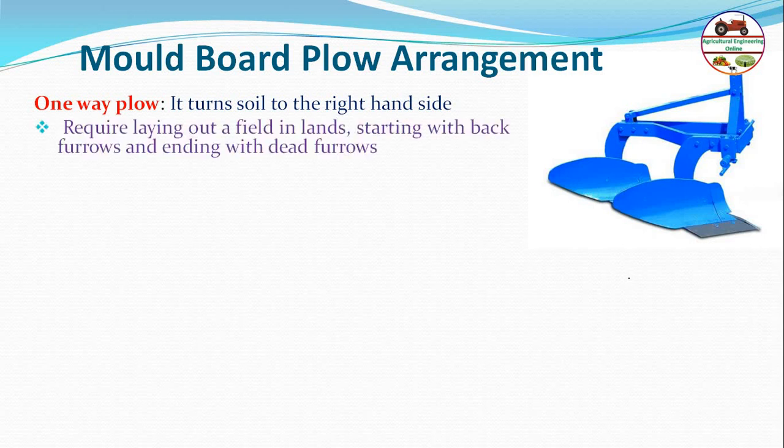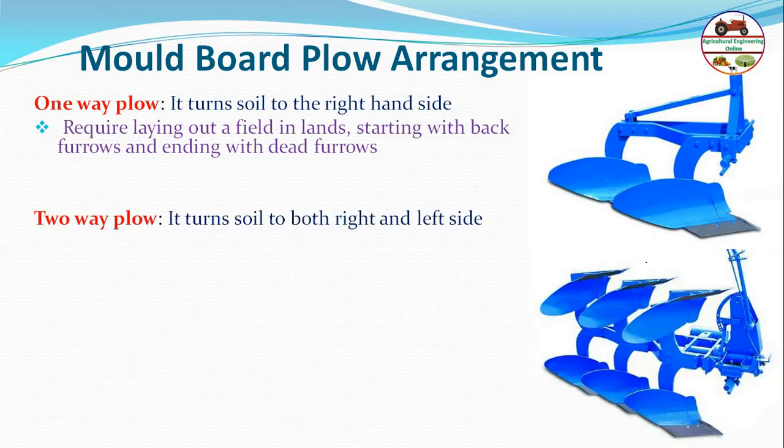It requires laying out of the field in lands, starting with back furrows and ending with dead furrows. Basically, during the operation, if you follow the tillage lecture, you can see how the ploughing is done from the back furrow toward the center, toward the side. On that basis there will be back furrows and it ends with the dead furrow in this case, because it just turns the soil to one side only.